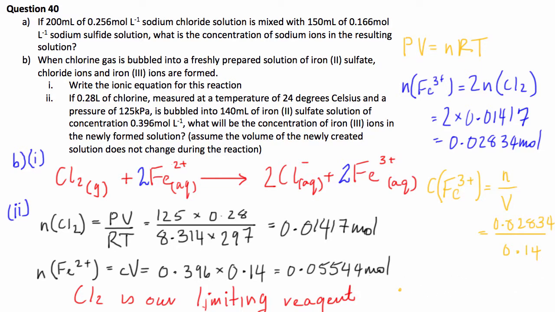So we can say therefore the concentration of Fe3+ is equal to 0.2 moles per litre. Okay guys, and that is the final answer to the second one.